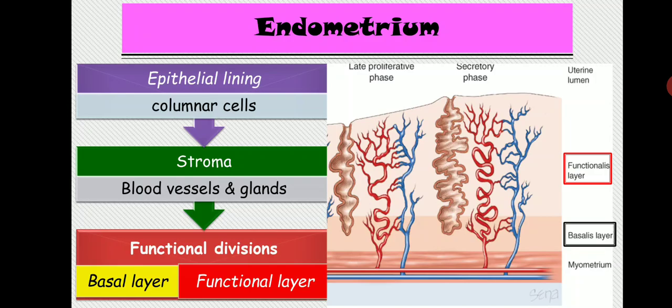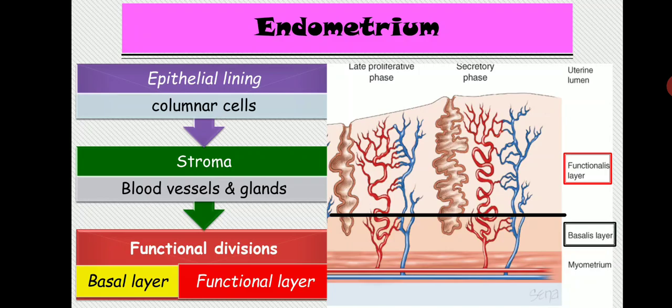So basically the functional layer and basal layer are part of the endometrium. The layer below this black line is the basal layer. The layer above the black line is the functional layer, and it is the functional layer that gets shed during menstruation. The basal layer, or basalis layer, remains intact. This is all about the broad aspect of the uterus.